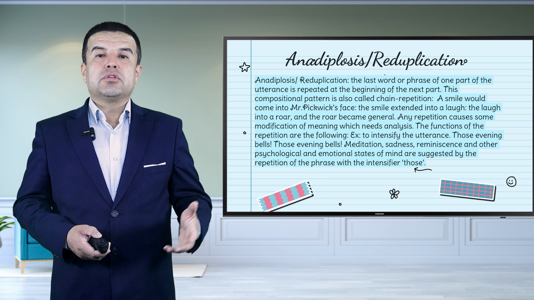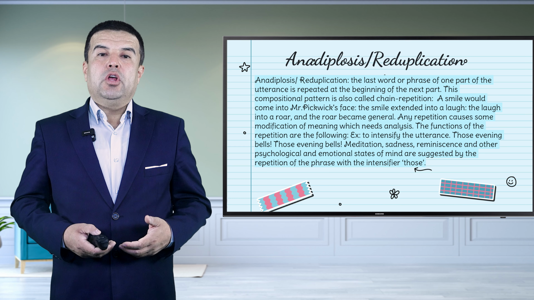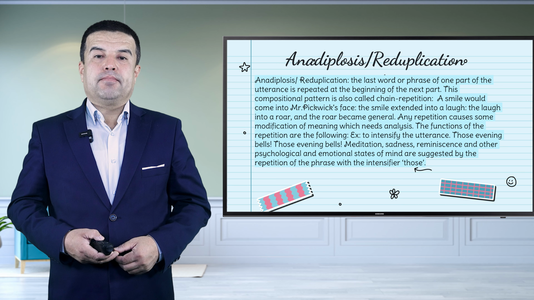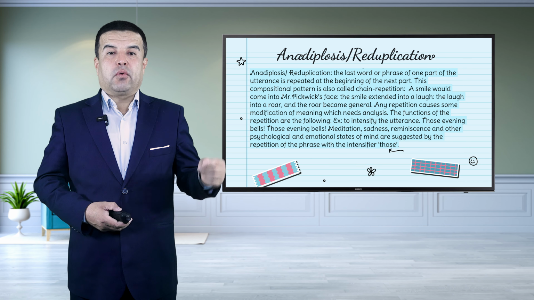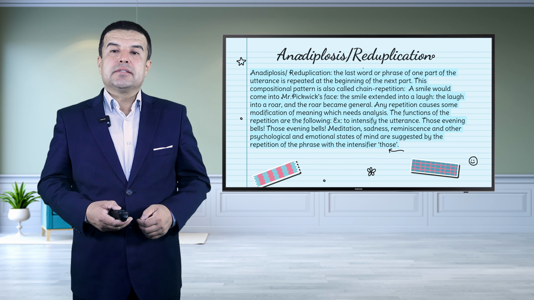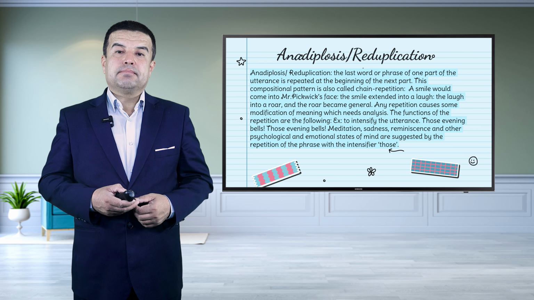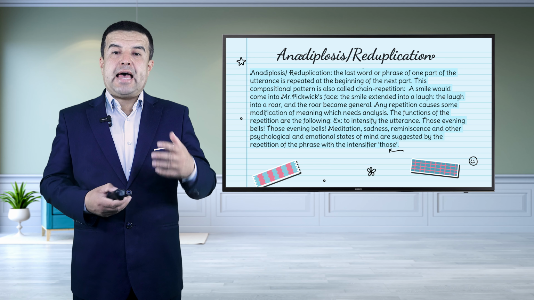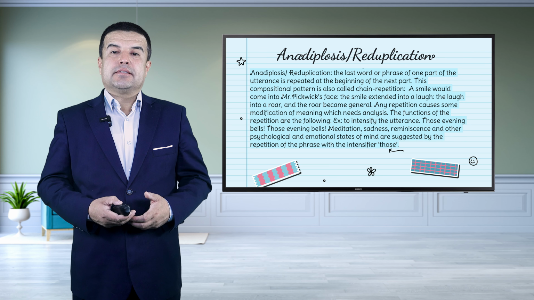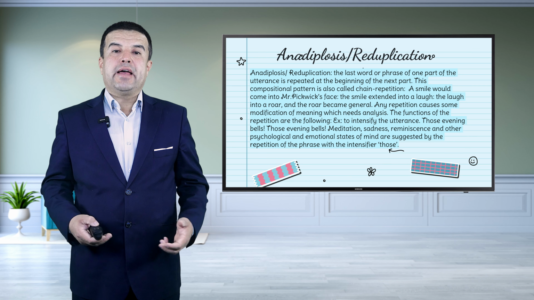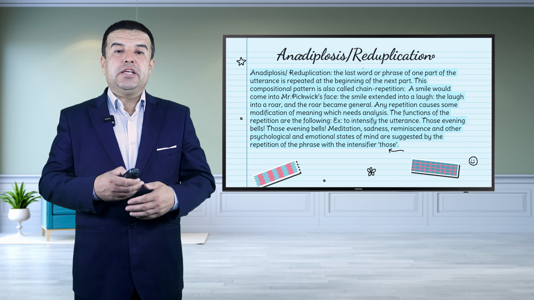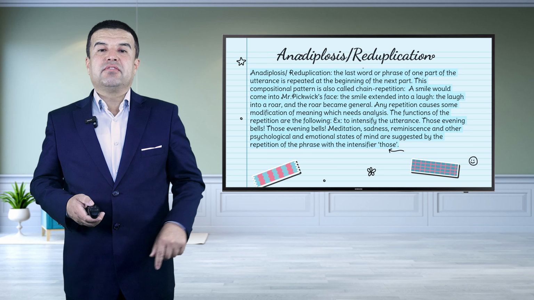Any repetition causes some modification of meaning, which needs analysis. The functions of repetition are the following. For example, to intensify the utterance: those evening bells, those evening bells. Meditation, sadness, reminiscence, and other psychological and emotional states of mind are suggested by the repetition of the phrase with the intensifying use.